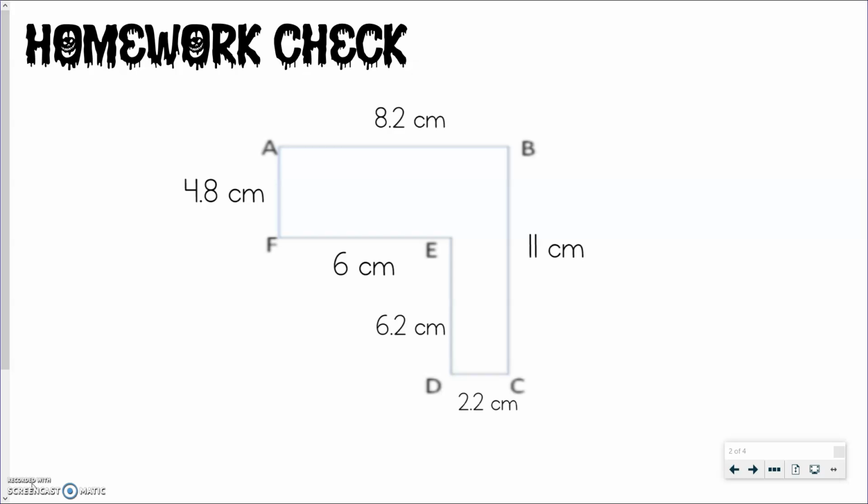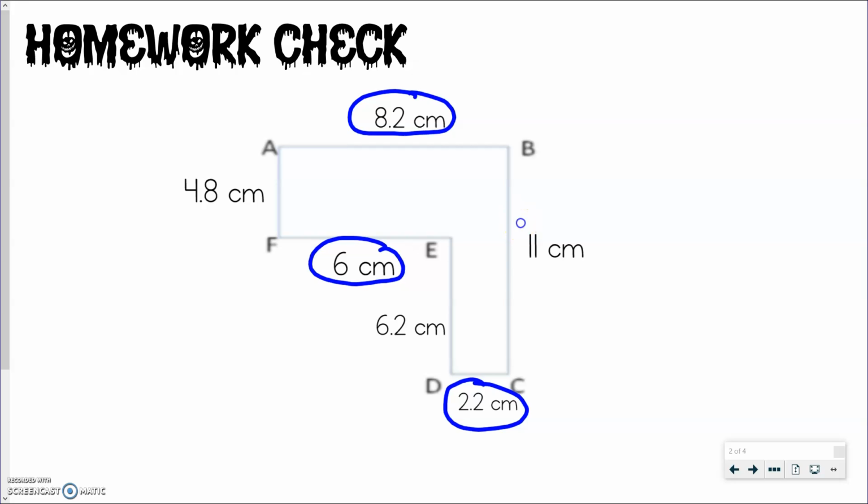So on yesterday's assignment, you were given some measurements. They gave you that DC was 2.2, FE was 6. So you were supposed to use both of those to find the missing measurement right up here of AB. So we can take 2.2 plus 6 to get 8.2, because if you look, DC and FE together make up the space that AB does. That's why we added. Okay.